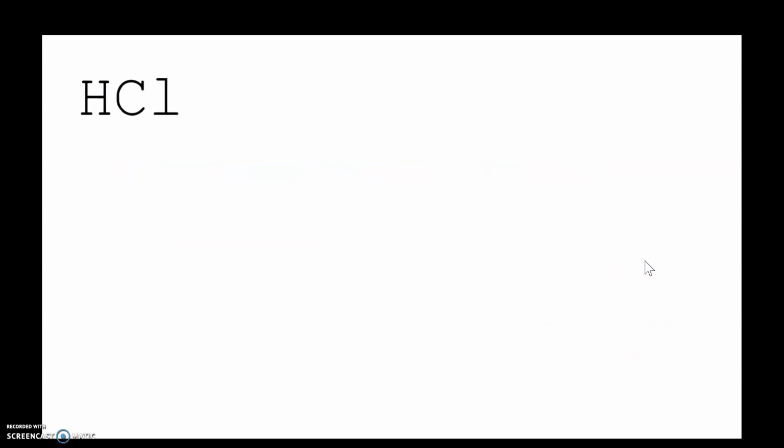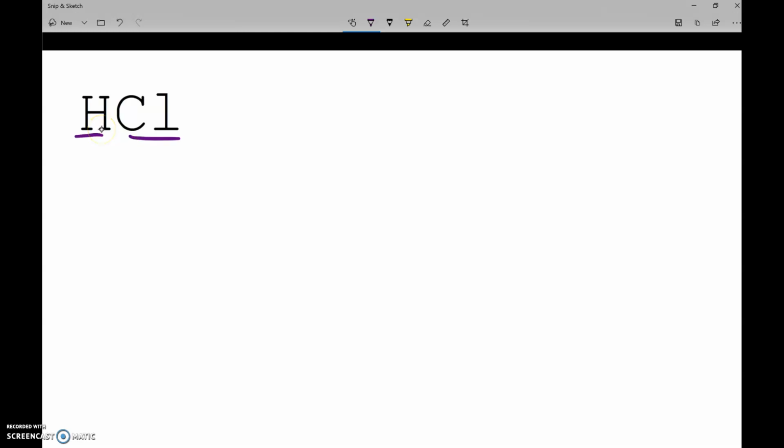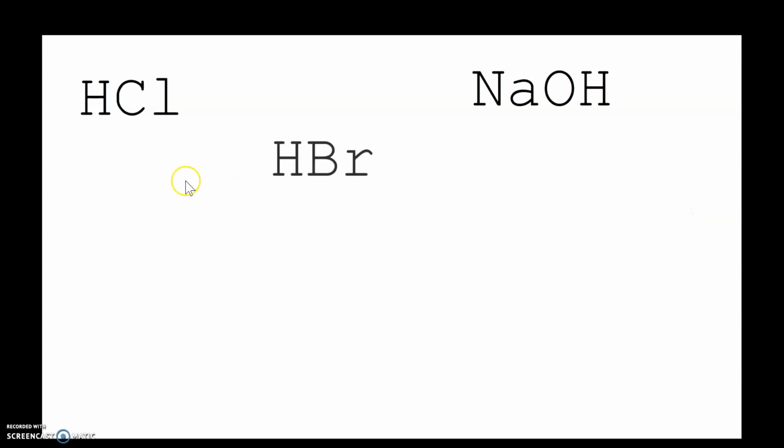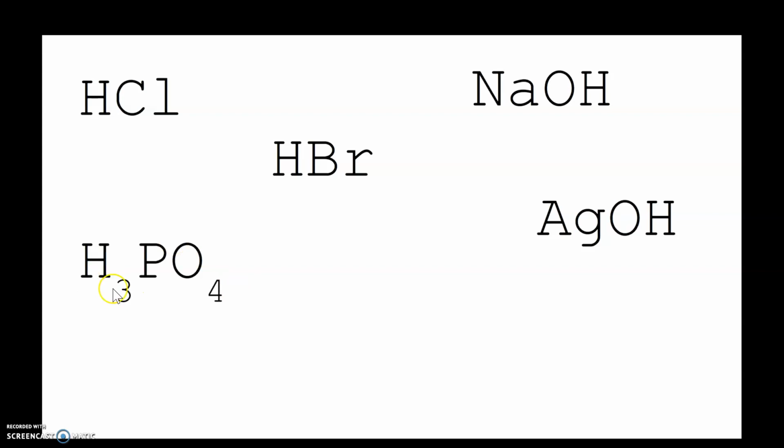Okay, so this, acid or base? This is an acid because it has a hydrogen and a nonmetal. Okay, next one, NaOH, you've got it. This is a base. You have a metal, sodium, and the hydroxide. Acid, base, acid. This one has a hydrogen, and the PO4 is a polyatomic ion.